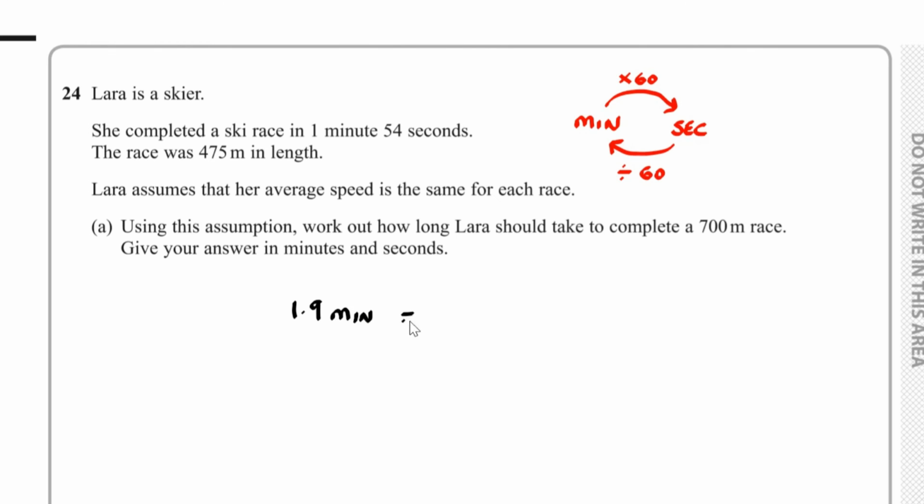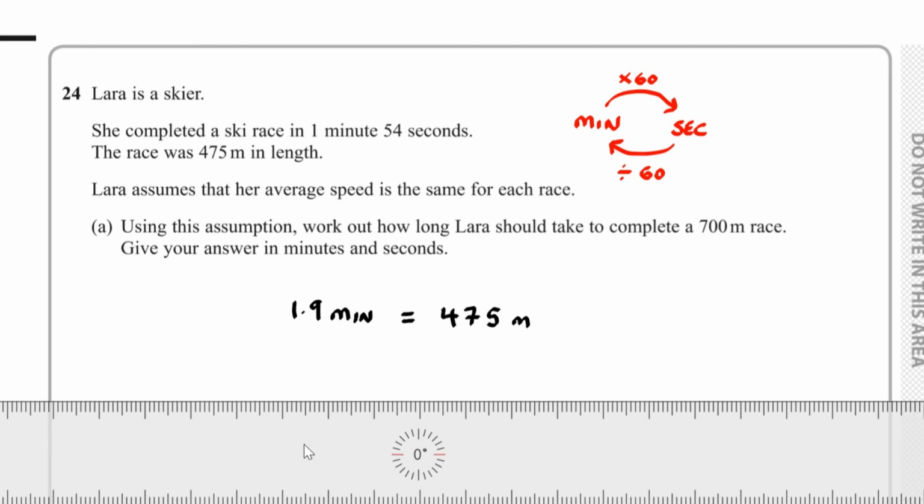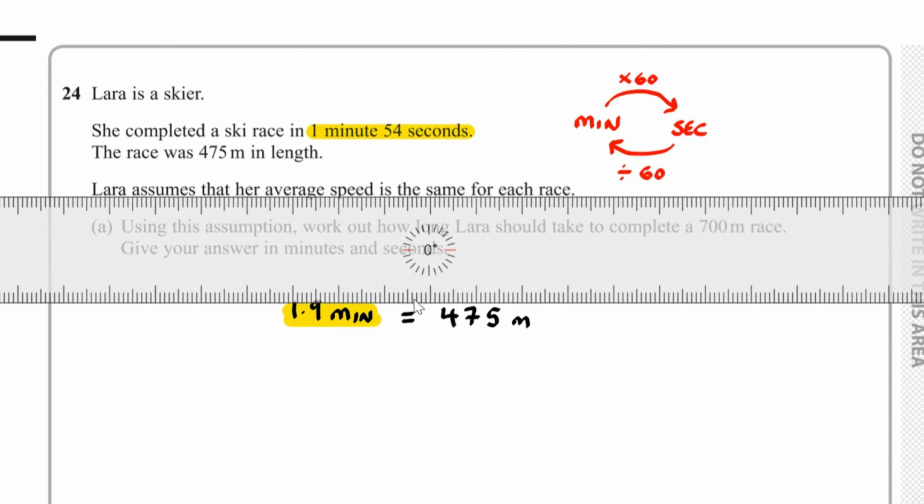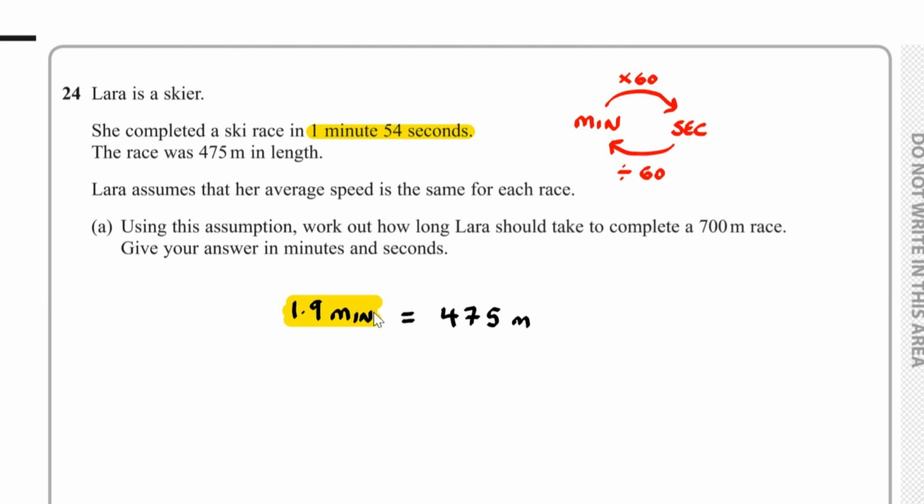So I've got 1.9 minutes, and I know that this is how long it takes her to finish 475 meters. So the 1 minute 54 seconds is the 1.9 minutes. So I've got 1.9 minutes, which is 475 meters. What I can do is find out how long it will take to complete 1 meter, and I can do this by dividing by 475, and I have to do the same on the other side.